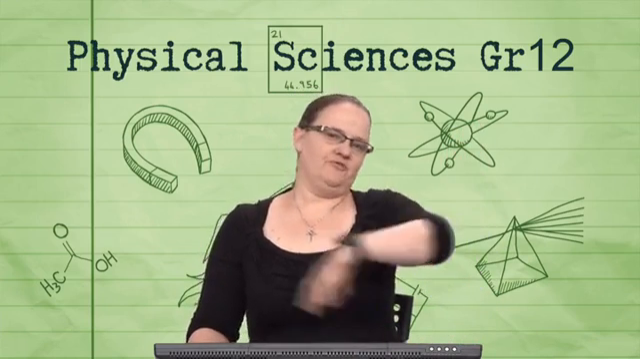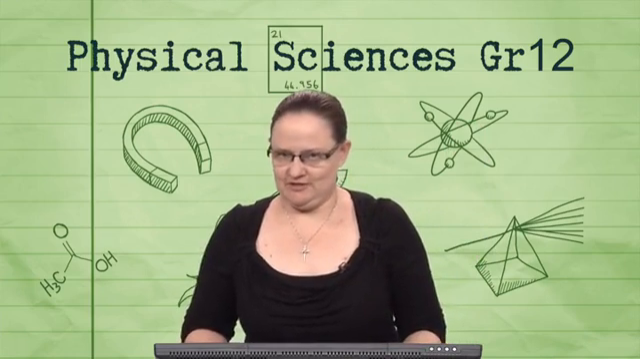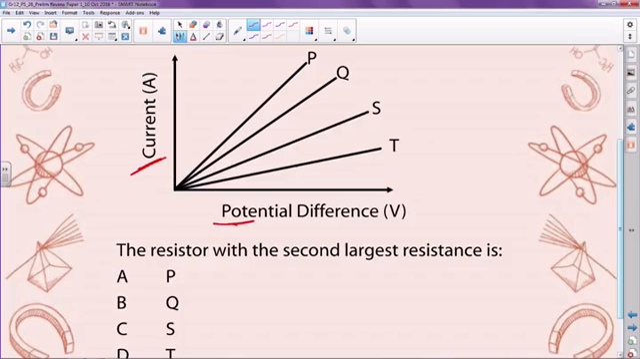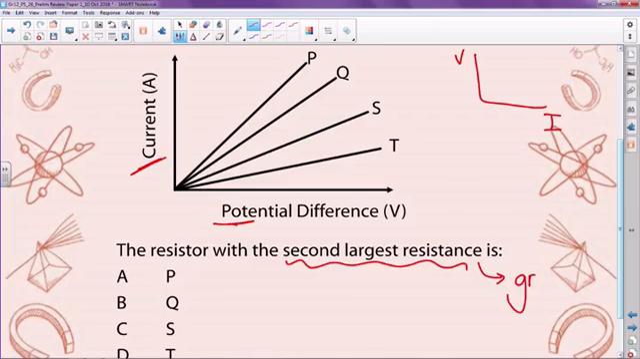All right, grade 12s. How many of you went, this is easy? Off you went. And I promise you it wasn't as easy as it looks. I like this question. Please be careful with these. The point here is that they've changed around the way you normally see this graph. This graph is normally potential difference over current. Now they wanted the second largest resistance. Resistance for these graphs will be the gradient. So if they want the second largest resistance, it would be the one with the second largest gradient, maybe.